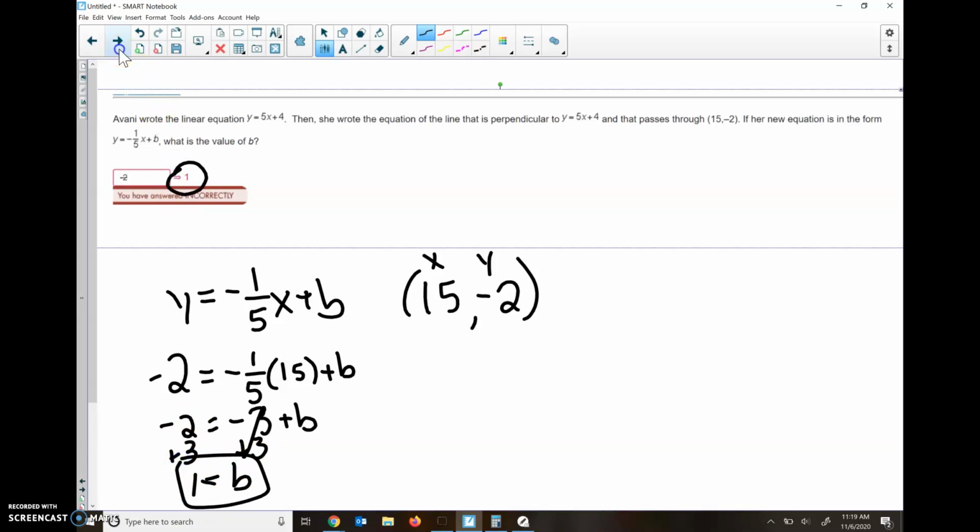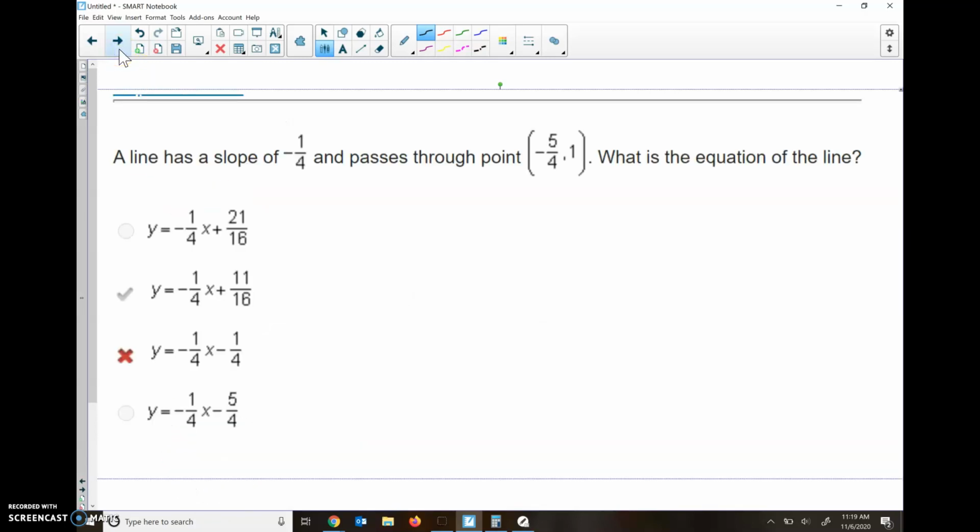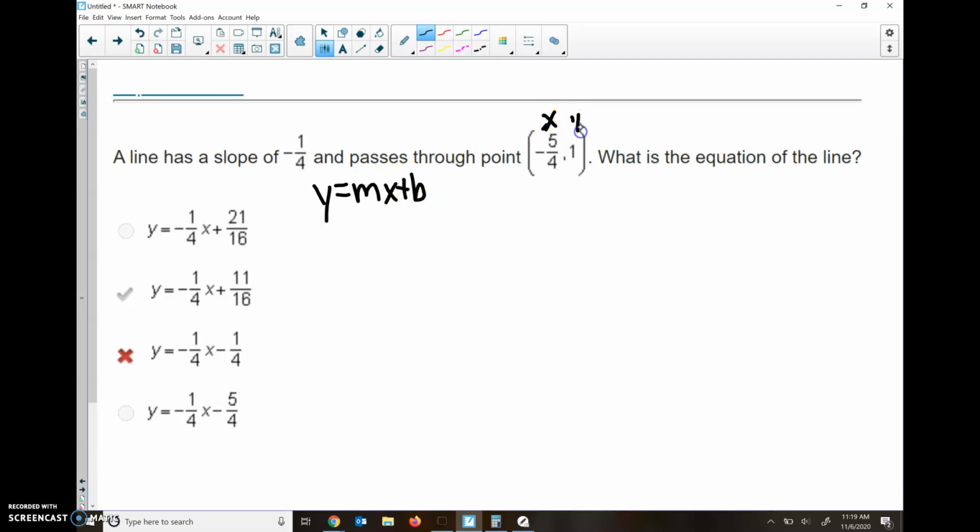b equals 1. A line has a slope of negative 1/4 and passes through the point negative 5, 4. What is the equation of the line? So pretty much the same thing. So we know our formula is y equals mx plus b. And we have to figure out the equation here. So instead of y equals, remember this is x, this is y, I'm going to put 1 equals. My slope, it told me it was negative 1/4. And the x they gave me was negative 5/4.